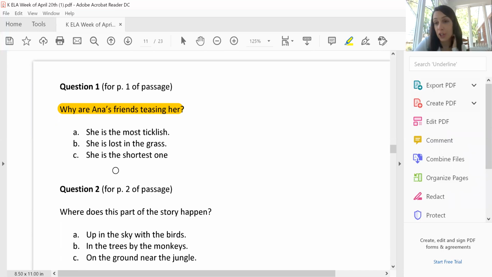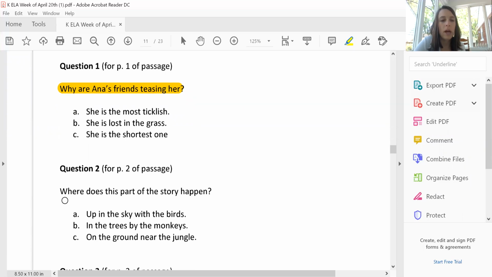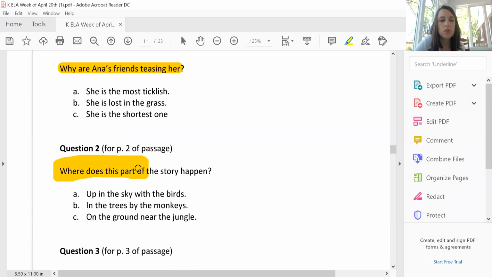All right, now you're going to do the rest of them by yourself. I'm just going to go ahead and read them out to you. Where does this part of the story happen? Okay, let's talk about setting. So go back to page 2. Flip back in your packet. A, up in the sky with the birds. B, in the trees by the monkeys. Or C, on the ground near the jungle. So think about this part of the story. Where is it happening? What is the setting? In the sky, in the trees, or on the ground?